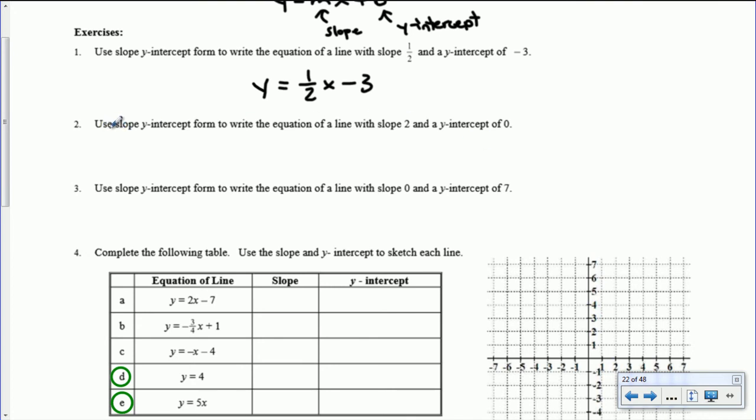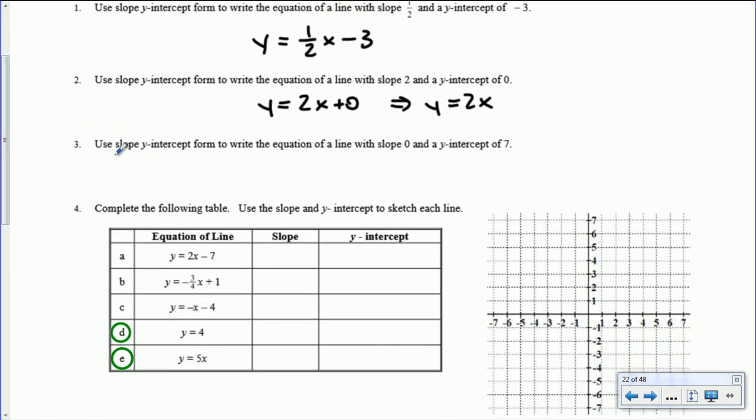Okay, next one, use slope y-intercept form to write the equation of a line with slope of 2 and a y-intercept of 0. So the slope m is 2, so I go 2x plus 0, because that's the y-intercept, or more simply, I can just write y equals 2x. So that's probably the better way to write that. Number 3, slope 0, y-intercept is 7, so we can go 0x plus 7, or better yet, just y equals 7.